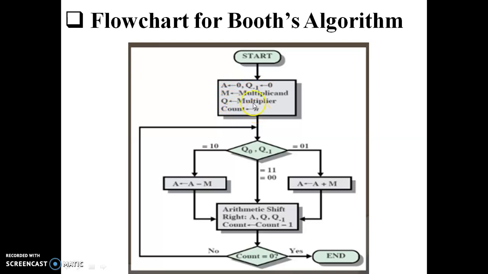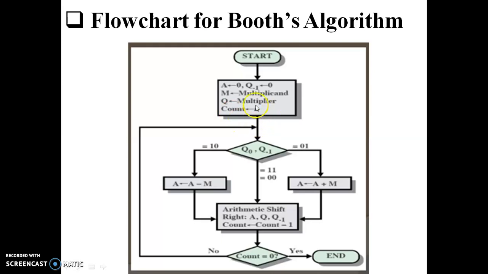N is nothing but the number of bits. If there are 4 bits, that means this algorithm will work for 4 passes. That is nothing but this N. That means if the count is N, the algorithm will work for N passes.